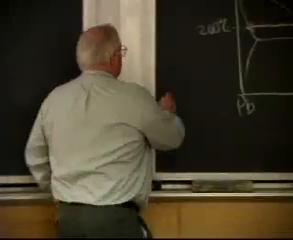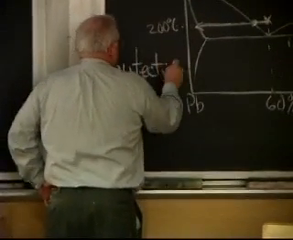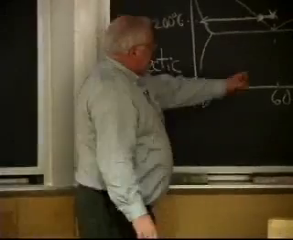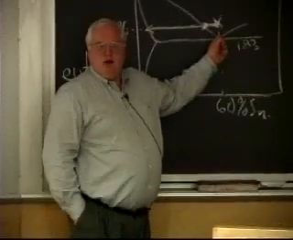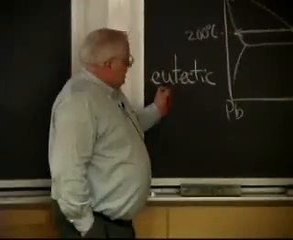Eutectic. Eutectic comes from the Greek and it means low melting. E-U-T-E-C-T-I-C. And that is the eutectic point. That's the lowest melting liquid point. That little cusp right there. And that comes from the Greek.